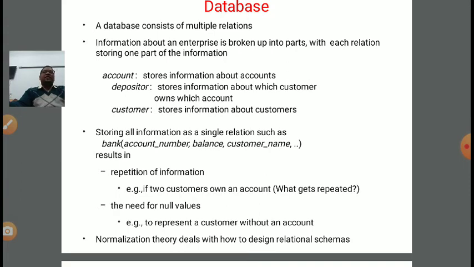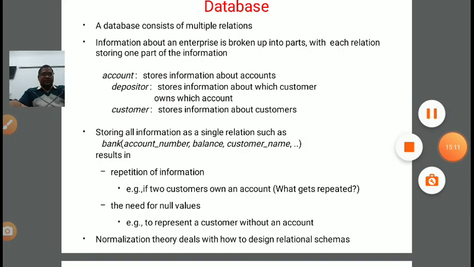By default every database should be in the first normal form, then second normal form, third normal form. For every normal form there are certain conditions. If a database satisfies a particular condition, then it will be in that corresponding normal form. We will be discussing all the normalization techniques in the upcoming lecture.